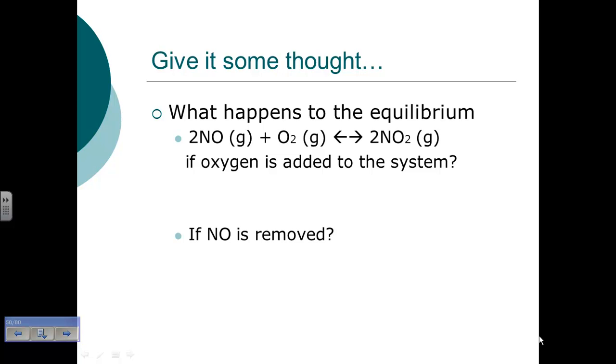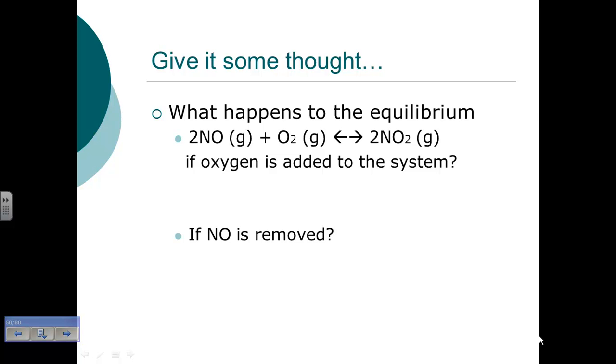What do we do to the equilibrium if NO is removed? Well, let's consider that first scenario. Let's put a stress on the system. Let's add oxygen. Notice where oxygen is? It's a reactant. If I create a stress by adding more oxygen, the system is going to counteract that by doing the exact opposite of what we've done.